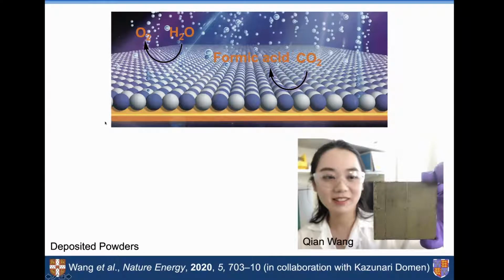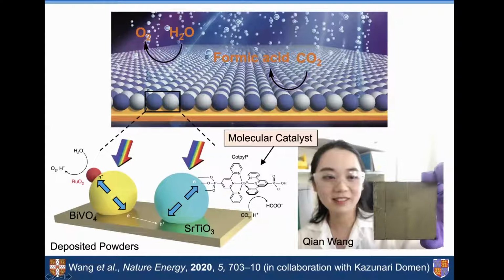And how this really works on the chemical aspect. If we look at the different semiconductors that we have deposited on the substrate, we now have a strontium titanate semiconductor that's connected again to one of our molecular catalysts. So this is a bis-dipyridine cobalt catalyst. And this catalyst can now convert carbon dioxide with very high selectivity in water to formic acid.